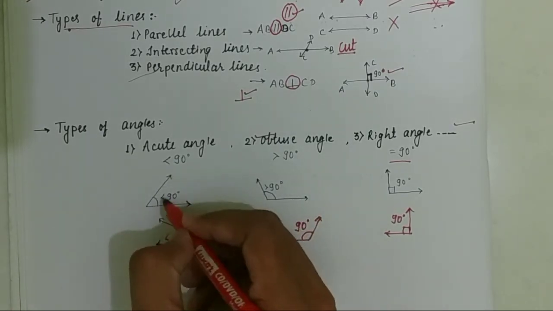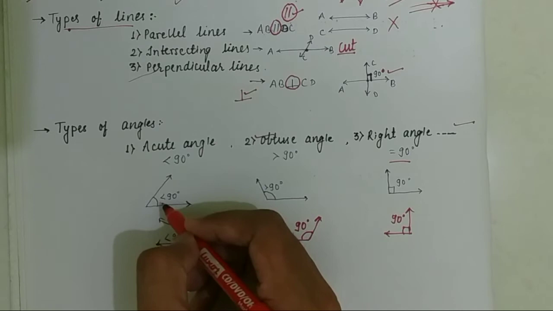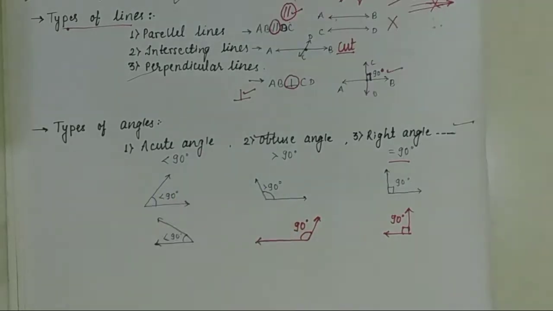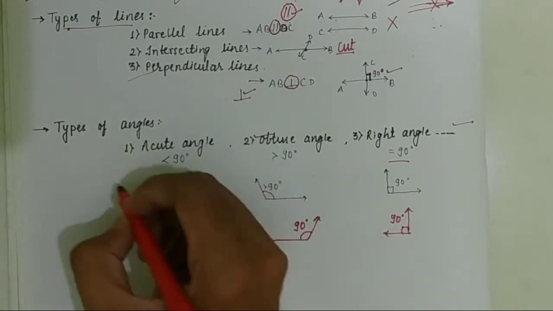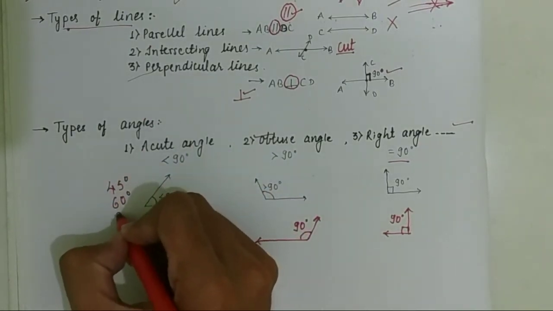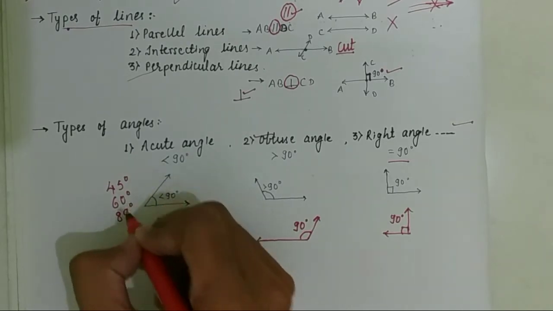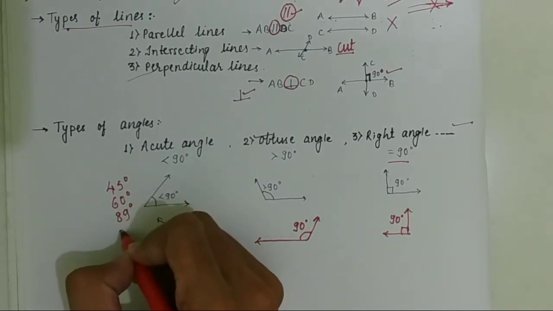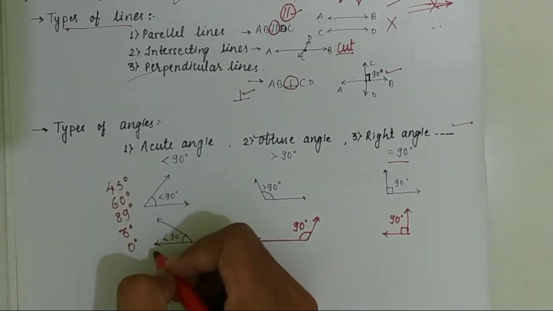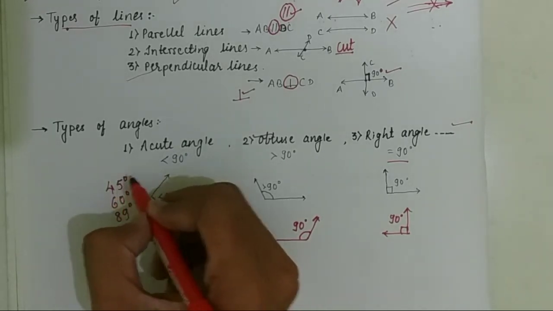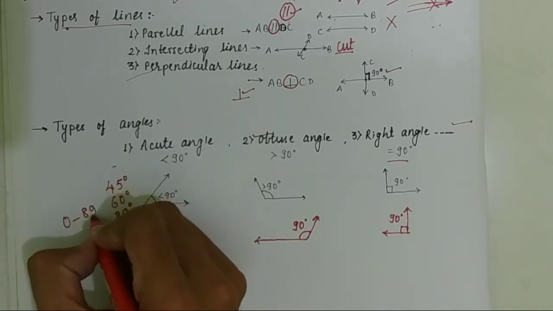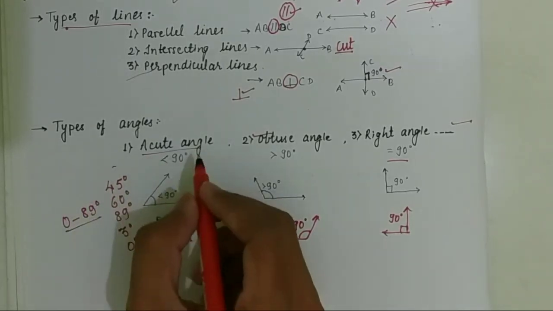Means when we measure the angle using a protractor, this angle will measure less than 90 degrees. This angle can be such as 45 degrees, 60 degrees, 89 degrees, or you can say 3 degrees, 0 degrees. All are acute angles. Okay, these are the examples of acute angles. So from 0 to 89 degrees, all are acute angles.